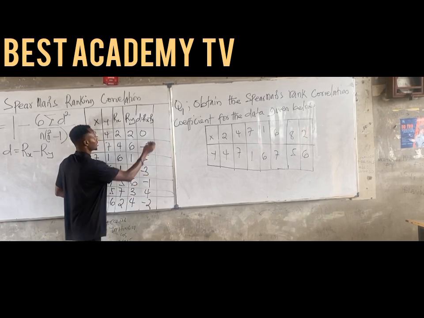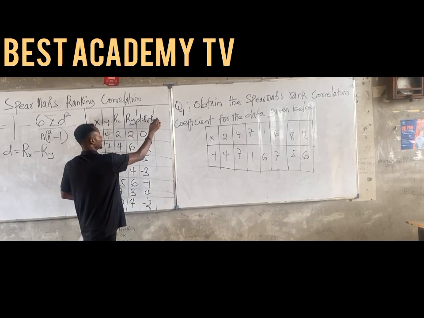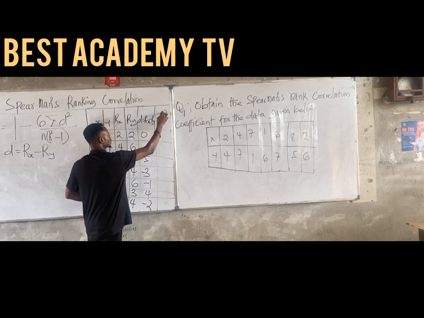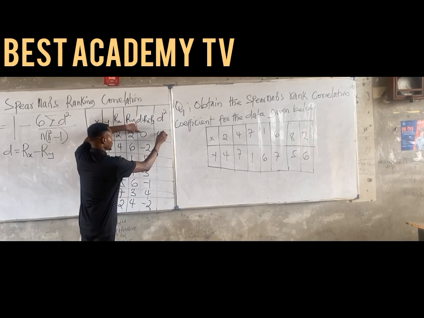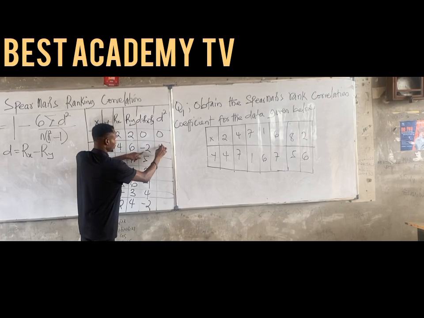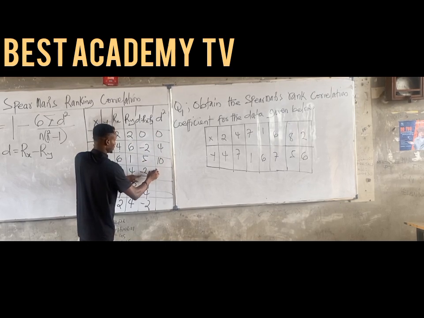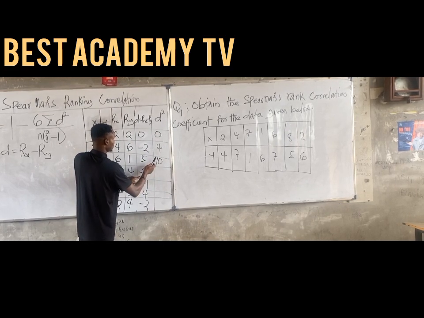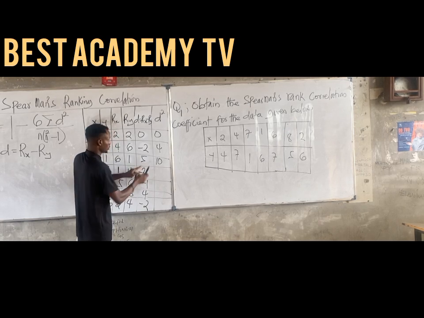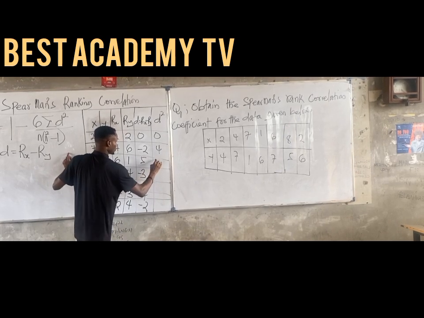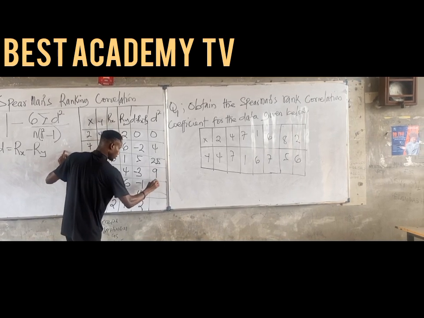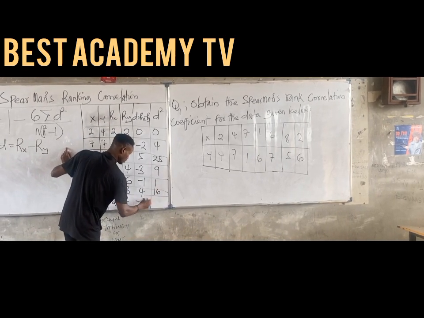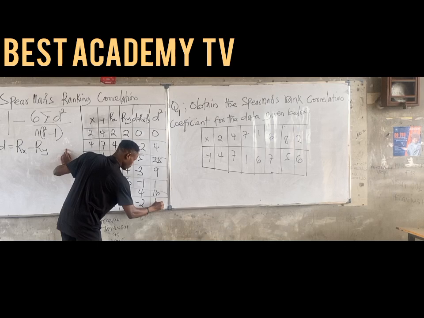Minus 2. So since we have gotten D here, let's get D square. D square is going to be the square of this. Square this guy here, this will be 0. Square this guy is what, class? 4. What about this guy? 10. What about this guy? Sorry? 25. Sorry. Square this guy is what? 25. Thank you for this. Is what? 9. 1. What again? 16. Which one again? 4, right?